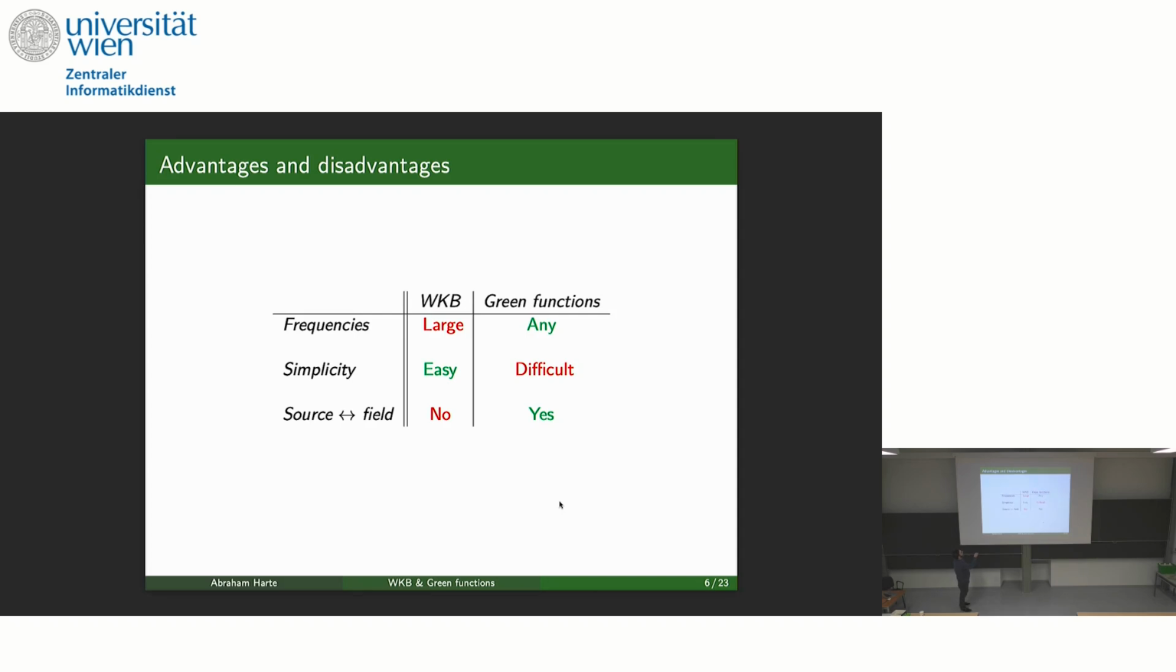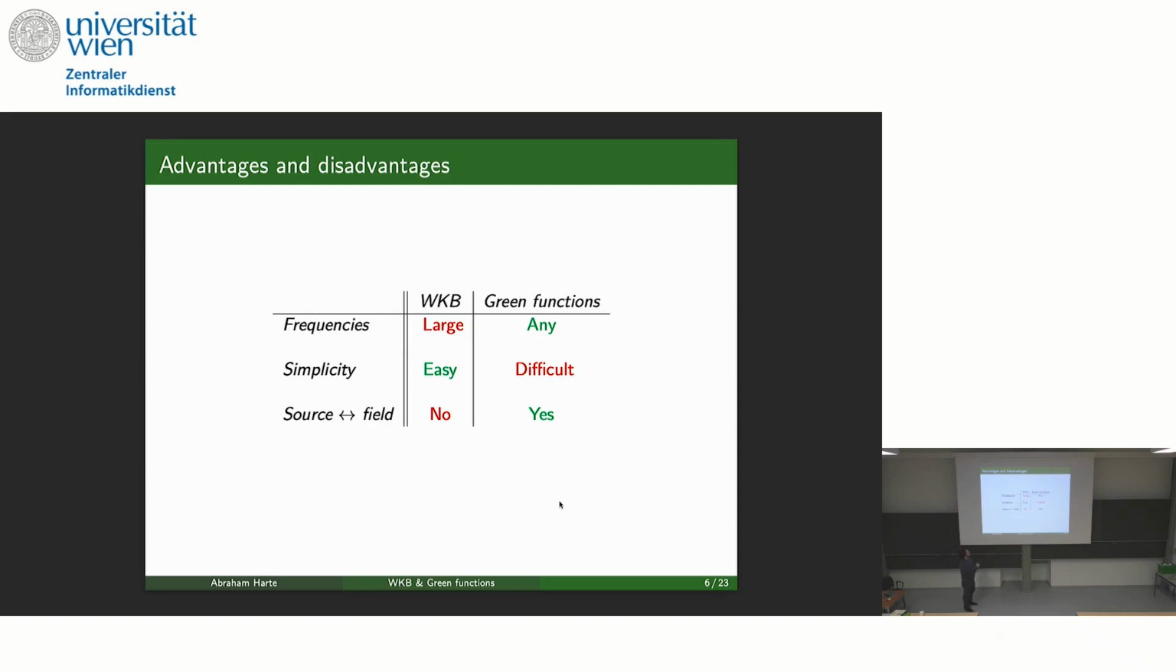So if you ask, okay, what kind of frequencies are allowed? If you take a Green's function approach, of course, this is completely general. You can have any frequencies that you want. From a WKB approach, of course, you usually want large frequencies in some sense. So this is a downside. It's an approximation. In the other direction, if you ask for simplicity, WKB is easy. Green's functions are hard. So you have your trade-off, as usual.